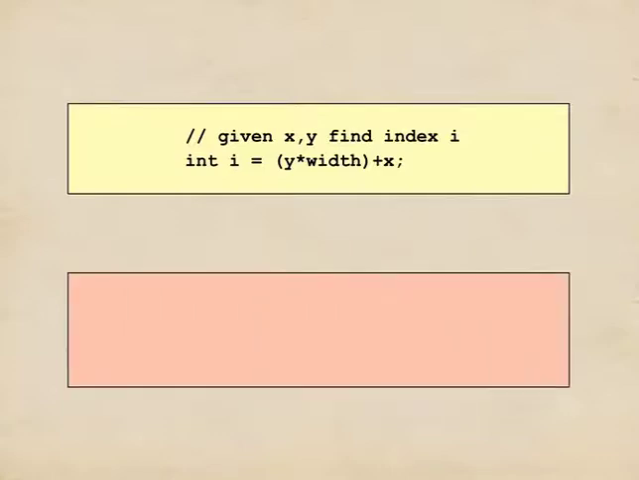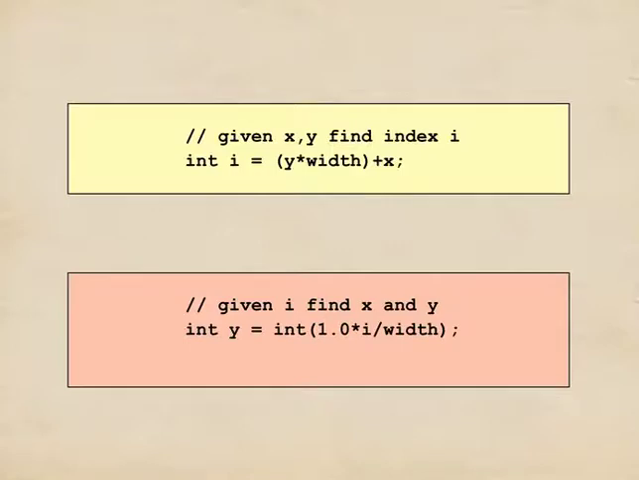And in fact, we find y first. So if we're given the index I and we want to find x and y, here's what we do. First, we find the value for y. What we want to do is to take I divided by the width and take the integer value of that, meaning throwing away the floating point value.